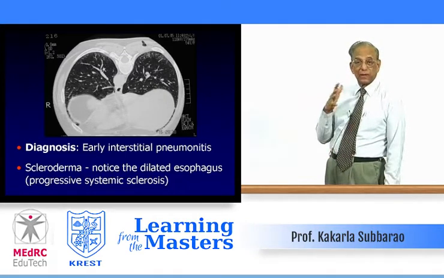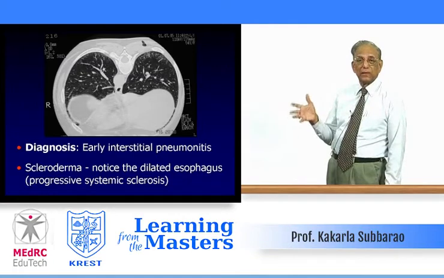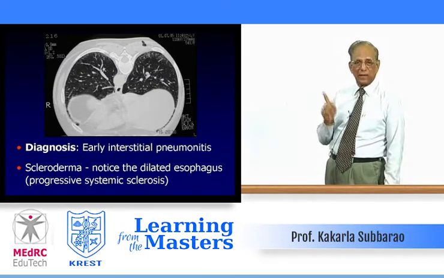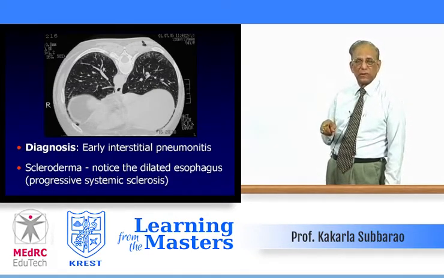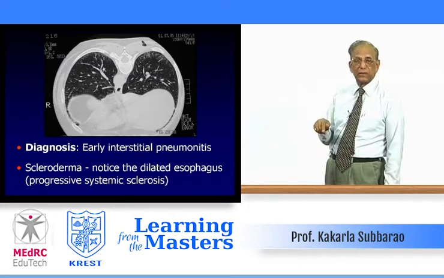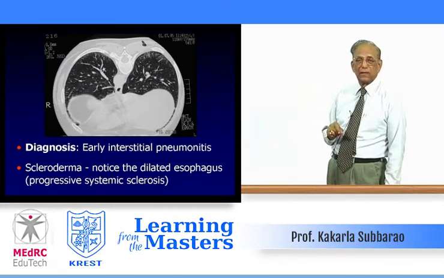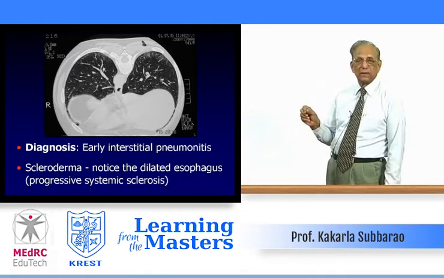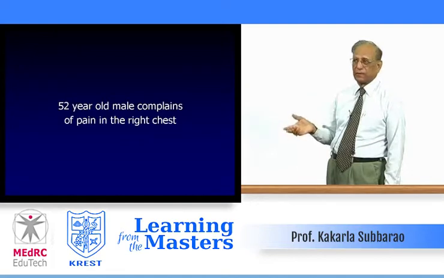The so-called CREST syndrome, namely calcinosis, Raynaud's phenomenon clinically, E, esophageal motility, S, skin changes, T, telangiectasia. So CREST: calcinosis, Raynaud's phenomenon, esophageal dysmotility. Here you saw just the dilatation of the esophagus. Skin changes, thickening of the skin. In fact, sometimes you may get calcification subcutaneously and telangiectasia.